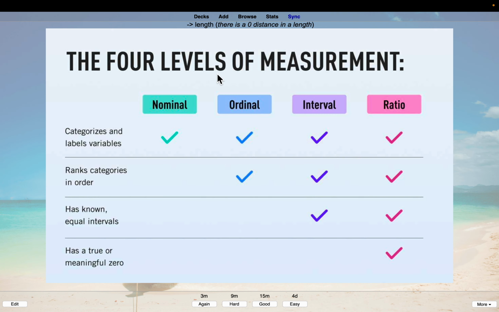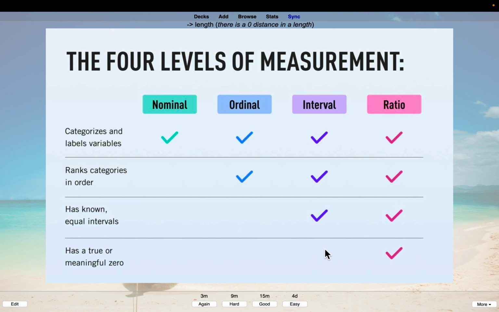So all four levels of measurement categorize and label variables. But except for nominal, everyone else ranks categories in order. Everyone except nominal and ordinal has known equal intervals, and everyone except just ratio among all four has a true or meaningful zero.